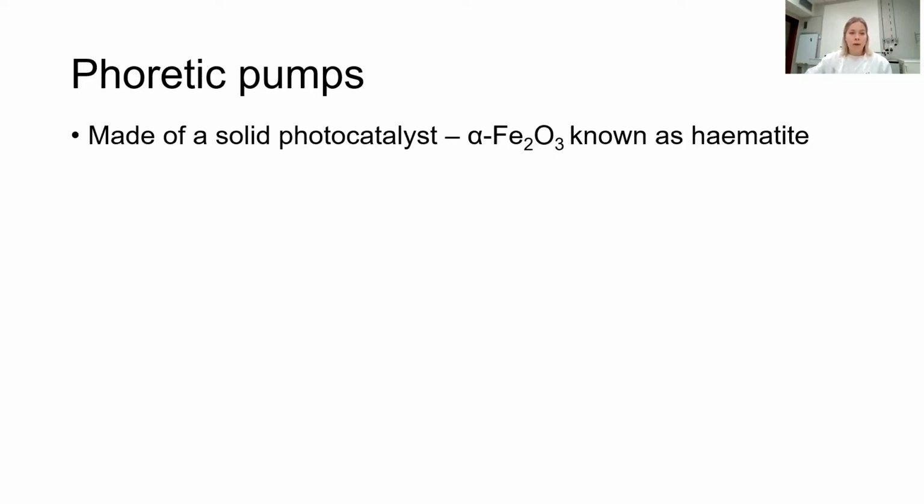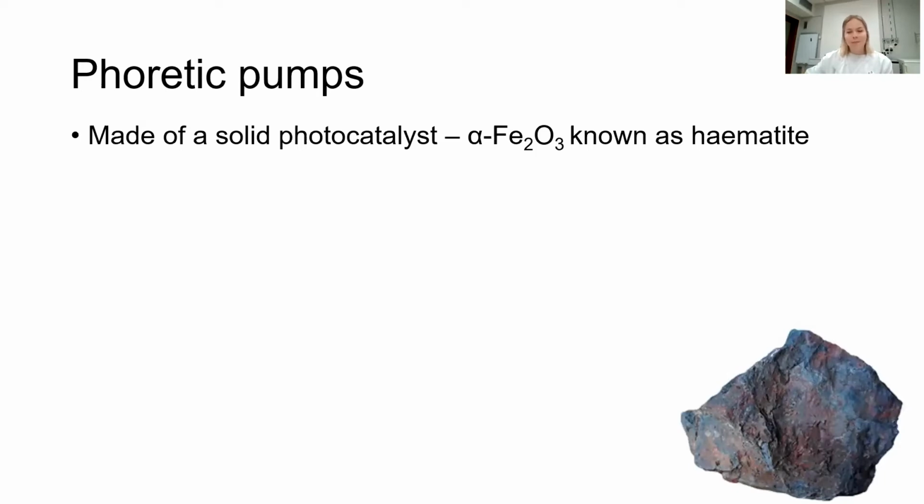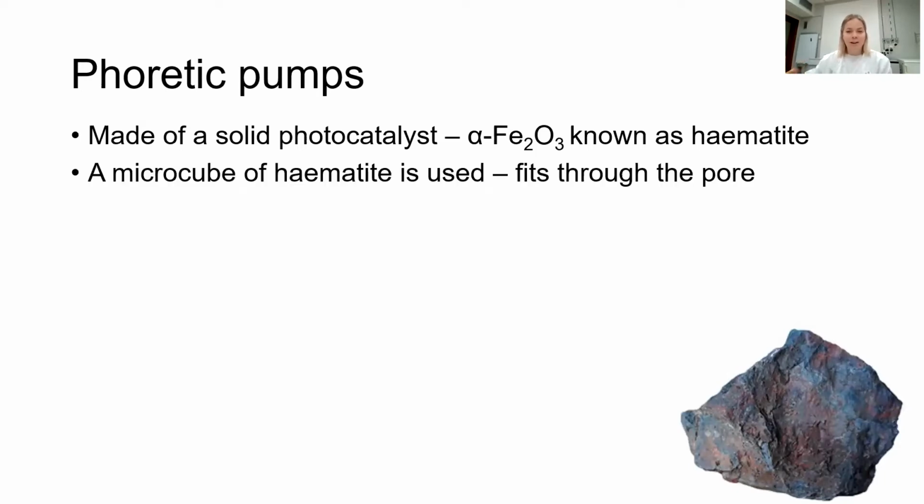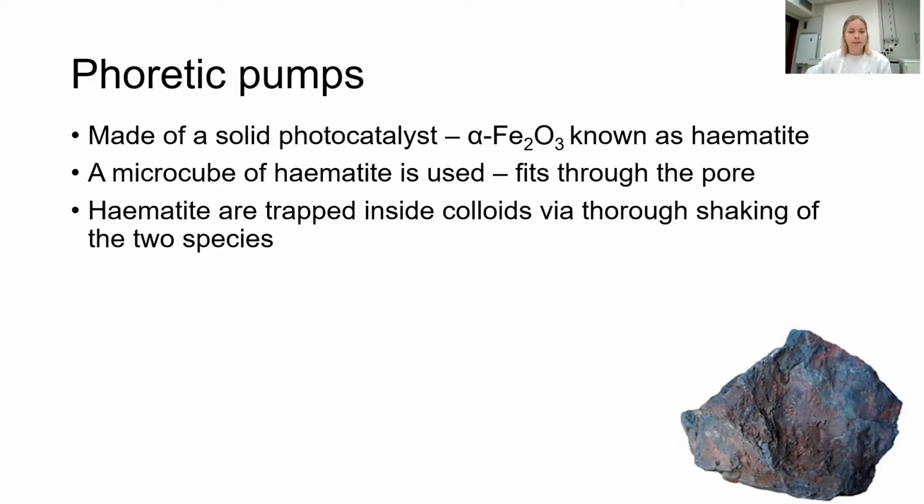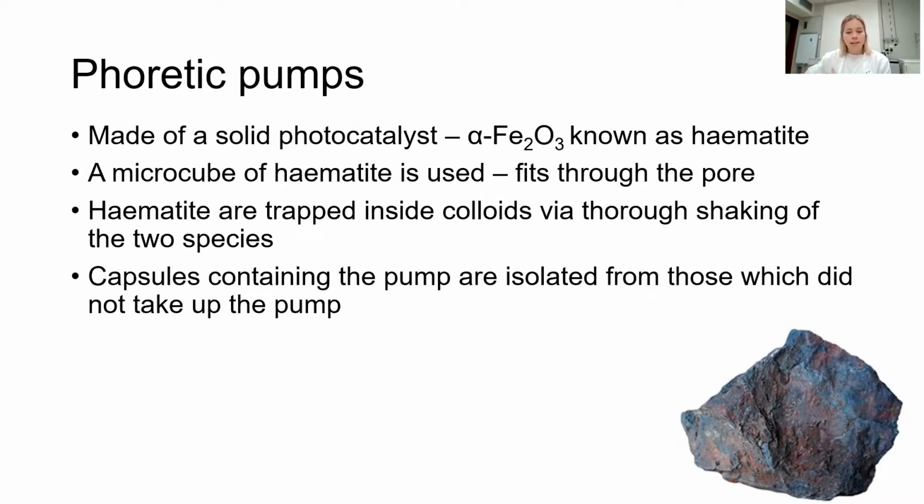The pumps were made of a solid photocatalyst, which is an iron oxide known as hematite. Here's a picture of hematite, but obviously they can't use a huge rock. So they used a microcube of hematite, which was just the right size to fit inside the pore and stay in the cells. These pumps were trapped inside the colloids by shaking the two species together, and then they isolated the capsules which took up the pump from those which didn't take up the pump.